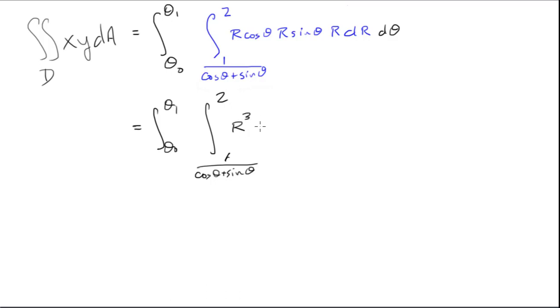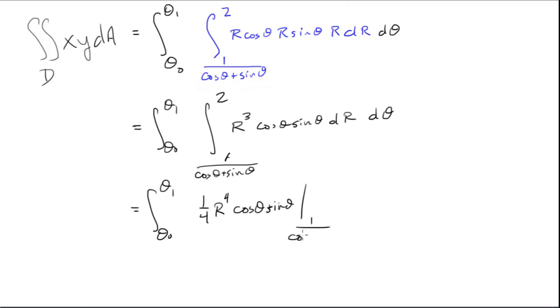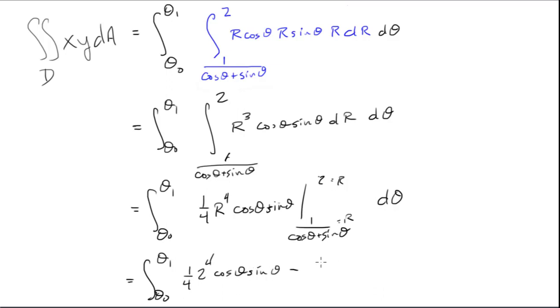Clean up the algebra. Integrate in r. And plug in my limits. Plug in my upper limit. And I'll plug in my lower limit. Cosine theta, sine theta, times r to the fourth, 1/4.